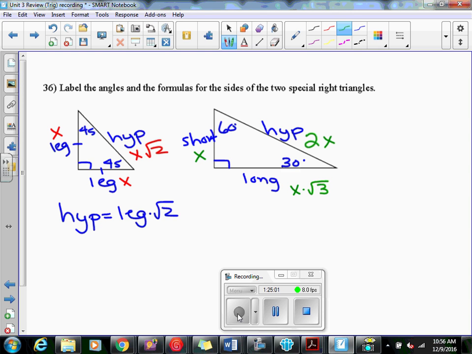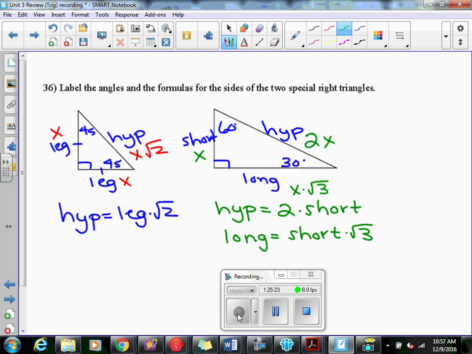But if you need a formula, there were 2 different formulas for this. The first one is hypotenuse is equal to 2 times the short leg. And the second one is the long leg is equal to the short leg multiplied by the square root of 3.